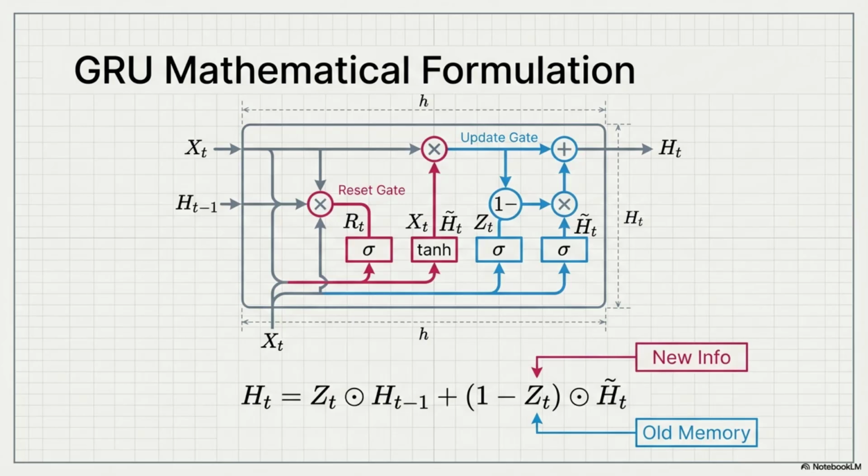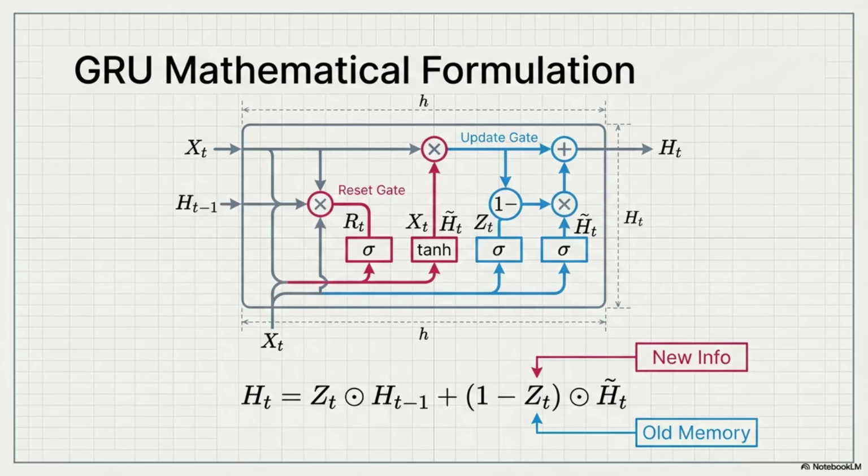That update gate, ZT, basically controls a trade-off. It decides how much of the old hidden state we should just carry over and how much of the new proposed information we should mix in. It's a direct interpolation. If ZT is close to 1, we mostly keep the old memory. If it's close to 0, we mostly use the new stuff. It's a much more direct way of balancing past and present. And the reset gate helps decide how much the past should influence that new candidate information in the first place.